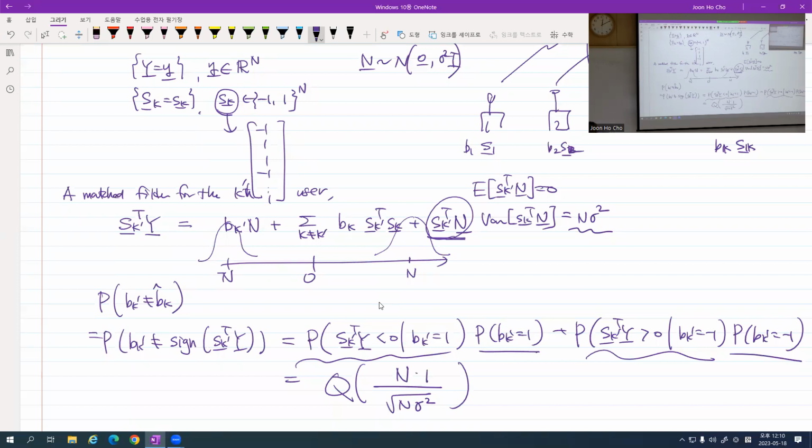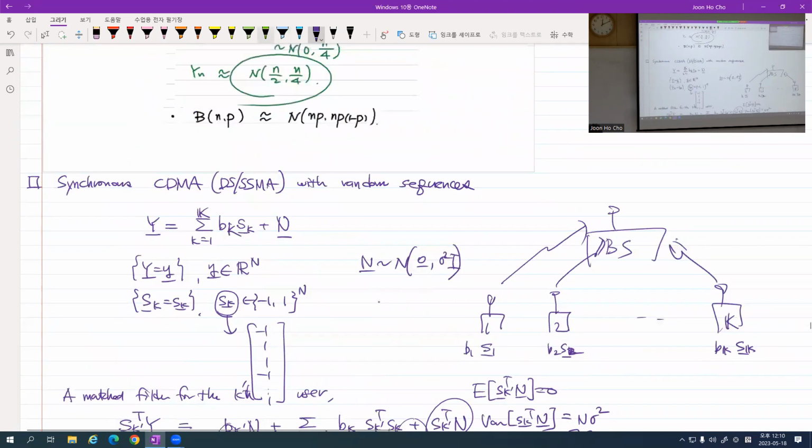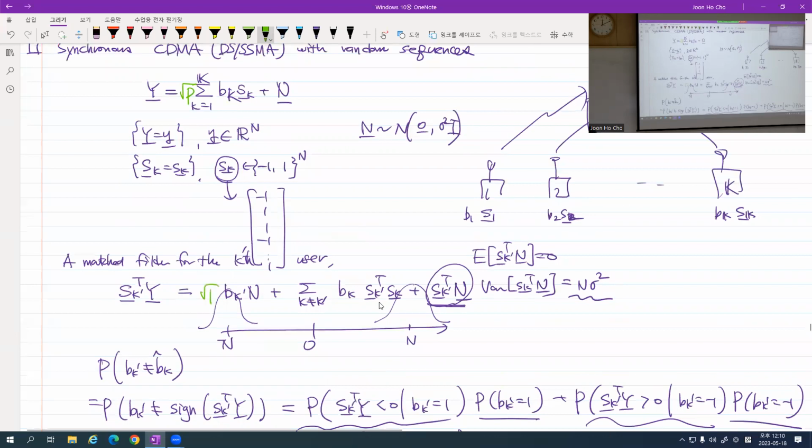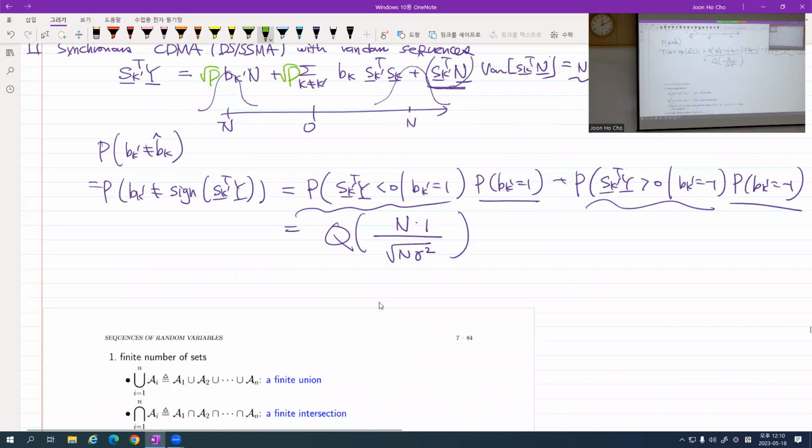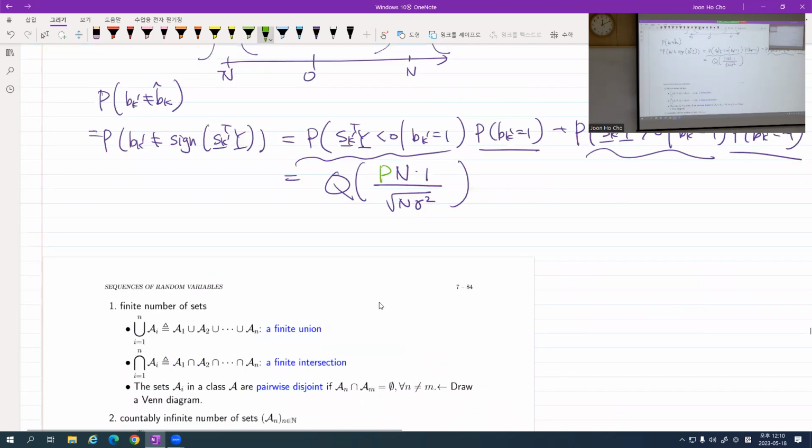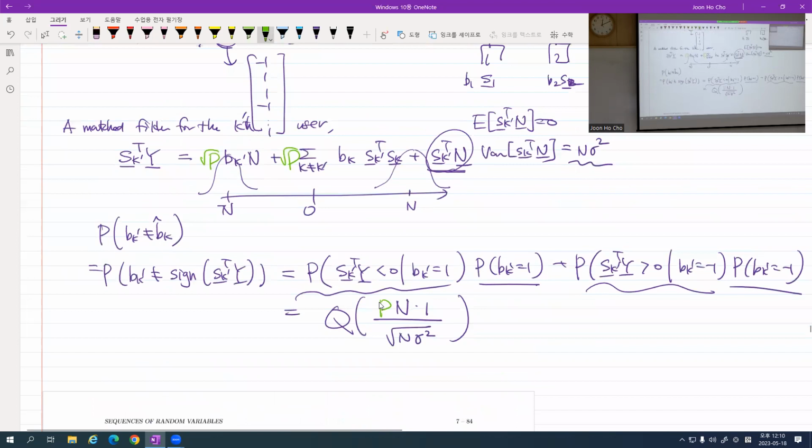Just for simplicity, for convenience, let's put our power as P. Then what do we have? We have here square root of P, and P here, right? Oh, sorry. Let me see. Yeah, square root of P. Got it? So this becomes Q of square root of P over sigma squared, as you know from the matched filter theory.